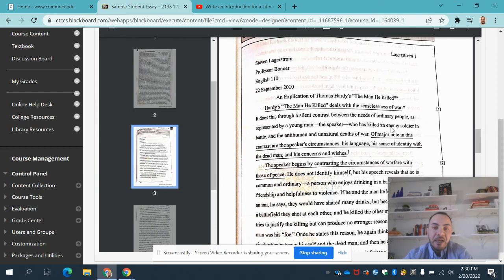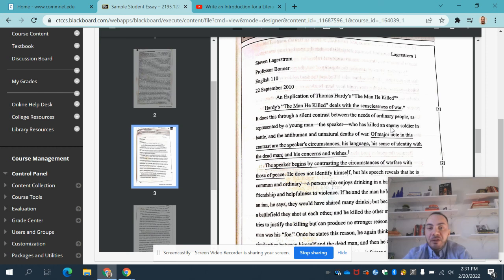And I want to go ahead and encourage you to read the whole thing and to examine what the student is doing. But I want to point out some of the things that are happening in the introduction. So we'll begin just by reading the introduction together. The title of the essay is An Explication of Thomas Hardy's The Man He Killed. And the introduction reads as follows.